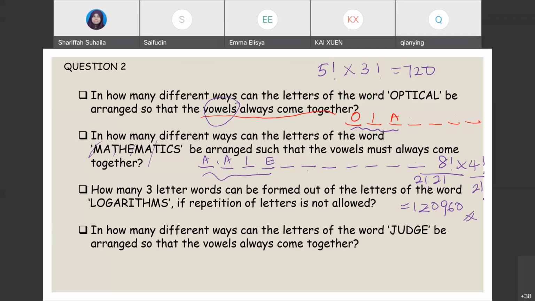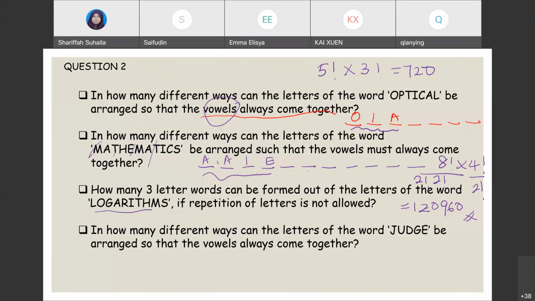Okay, so again here, if repetition of letters is not allowed, each one is different. So what is the answer? Anyone want to answer? Okay, do you get the same answer as Rohan?